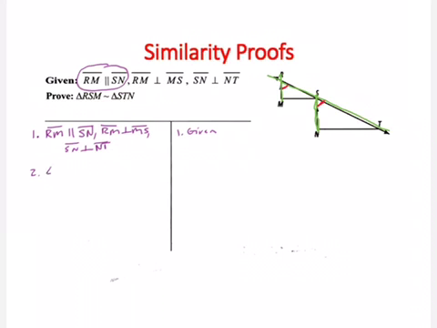So we're going to say that angle MRS is congruent to angle NST. We can say this just because they're corresponding angles. Or we can say corresponding angles are congruent.